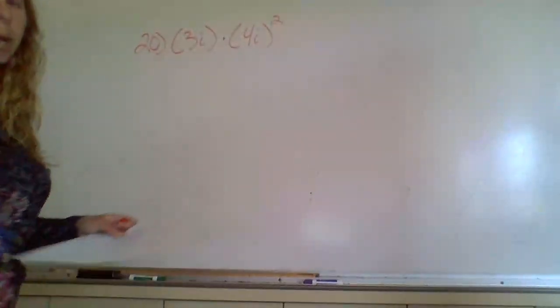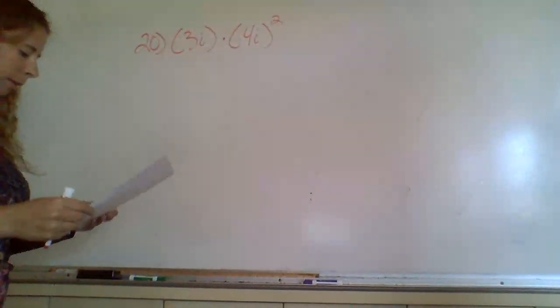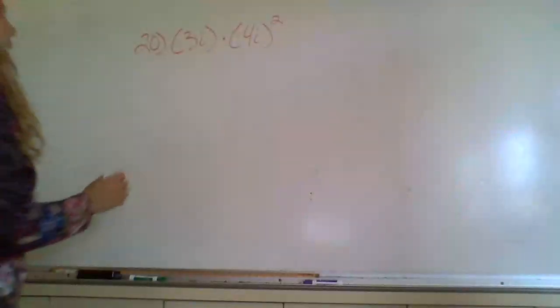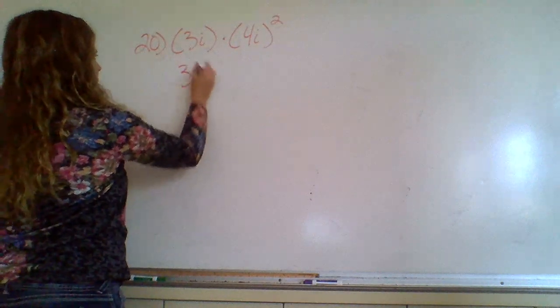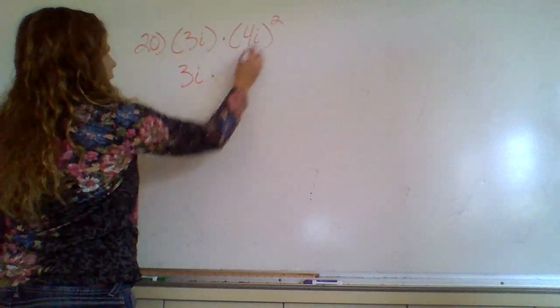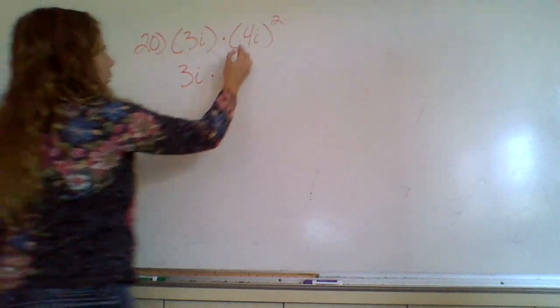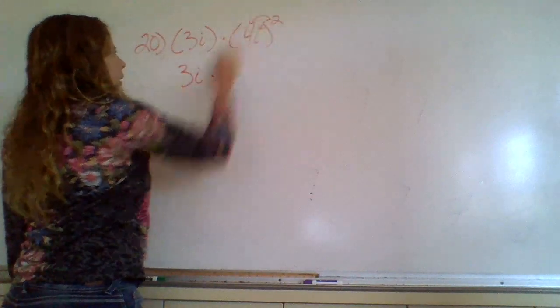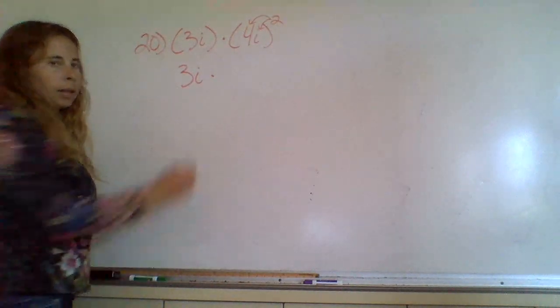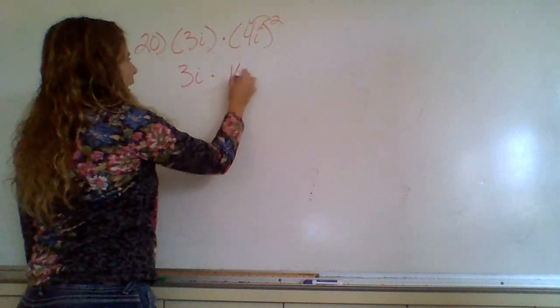Okay, number 20 says simplify. So, okay. I'm just going to rewrite 3i for now. 4i squared. So, square both things. So 4 squared is 16. And then you have i squared.